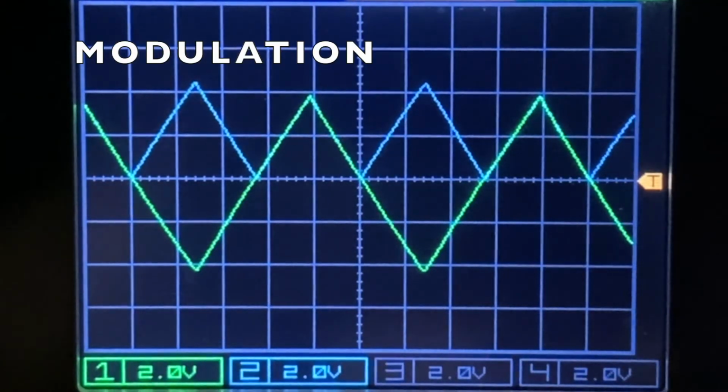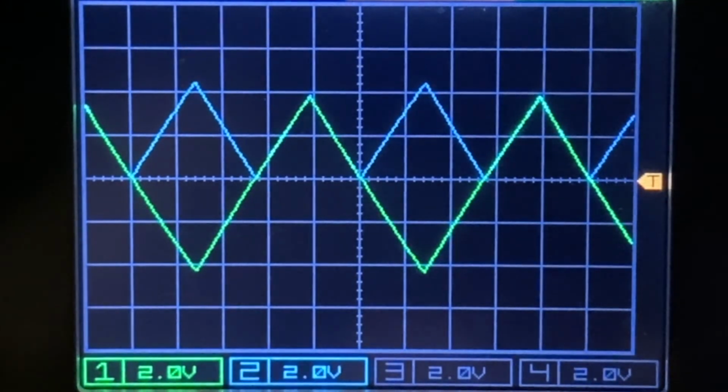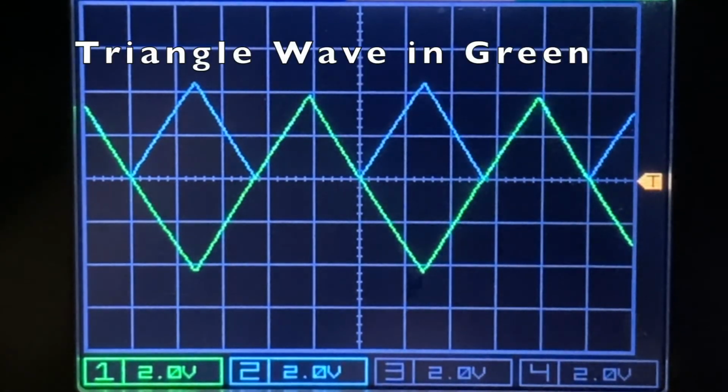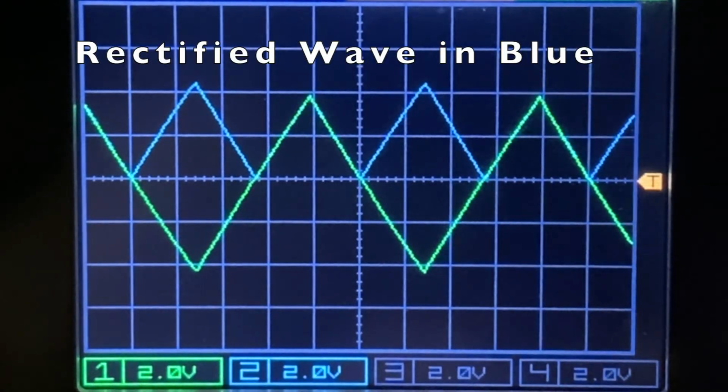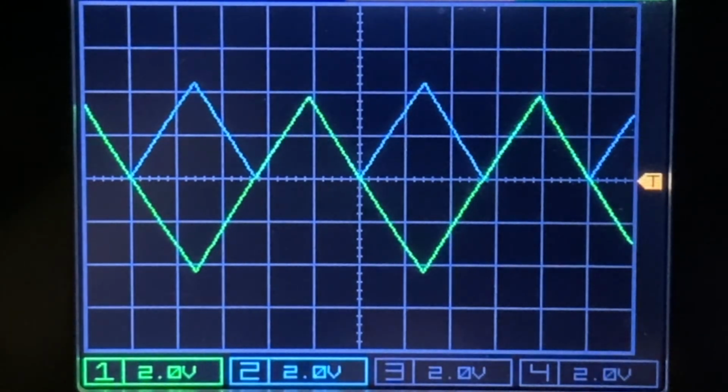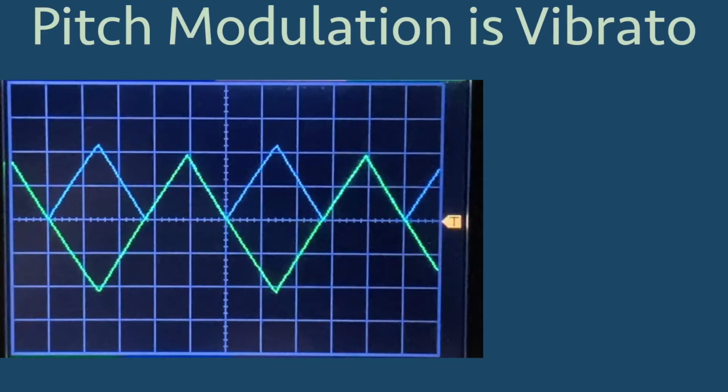Modulation. Modulation is a word representing change. With some modulation, it may be preferable to have only positive voltages affect a change. Let's listen to a triangle wave modulating pitch, versus a rectified triangle wave modulating pitch. Modulating pitch is called vibrato, and you can hear this done by many popular singers.